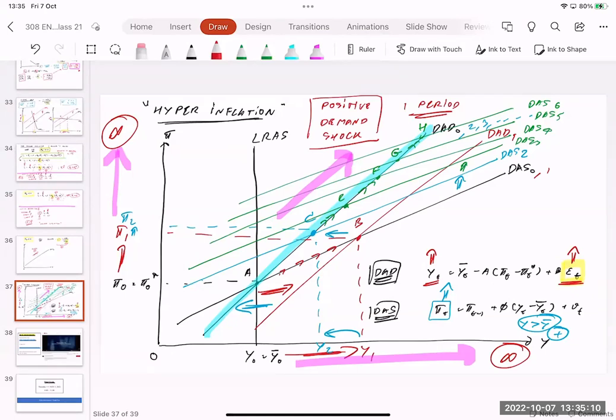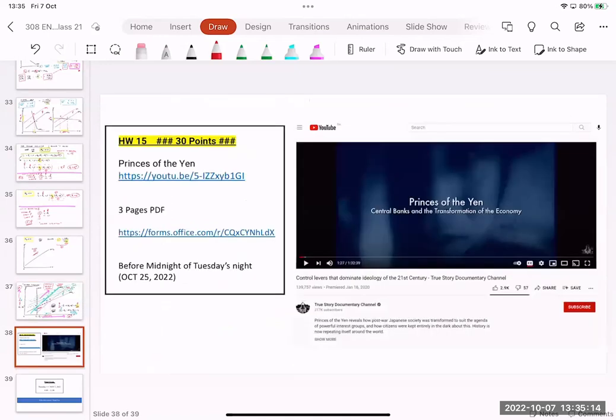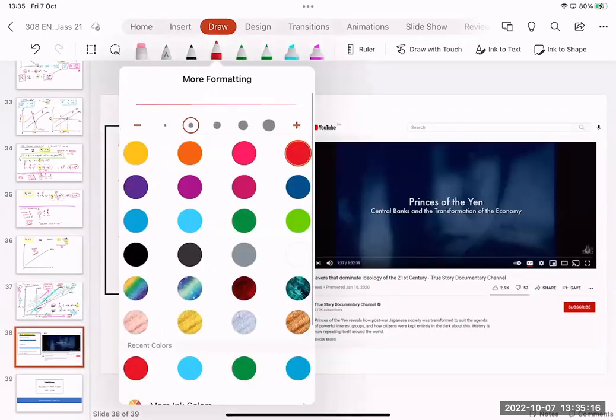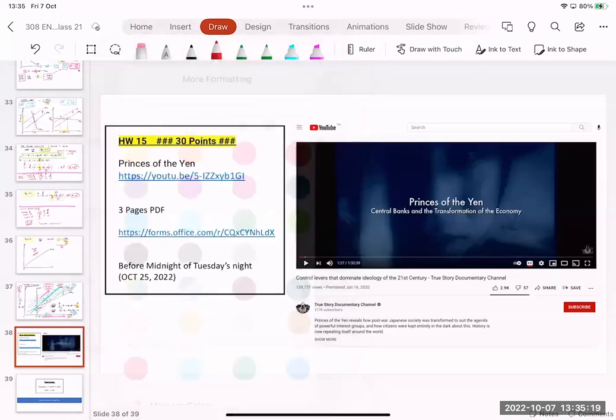Okay, that's all for this semester. We're done here. And then I'm going to give you homework, the last homework. This is homework 15. Normally a homework is worth 10 points, but this one I give you 30 points because this homework is pretty long.